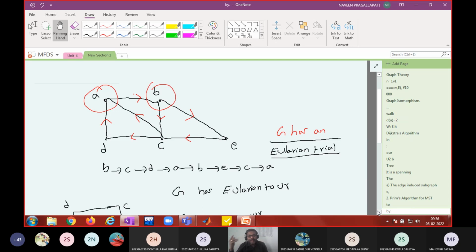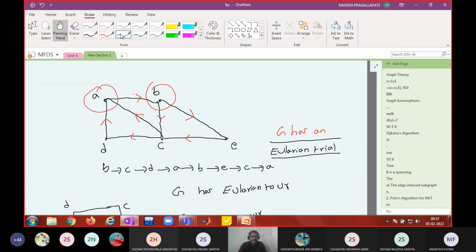Please remember the difference between a trail and a path. In a path, vertices are also distinct. You cannot visit the same vertex in a path, except the end if it is a cycle. But in a trail, vertices may repeat. The only thing is that edges should not repeat. So always remember that.